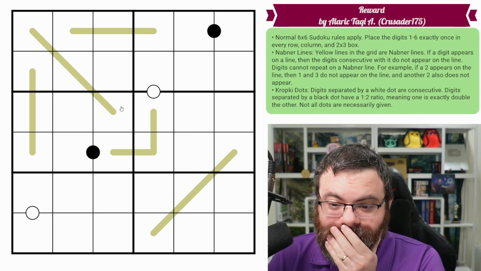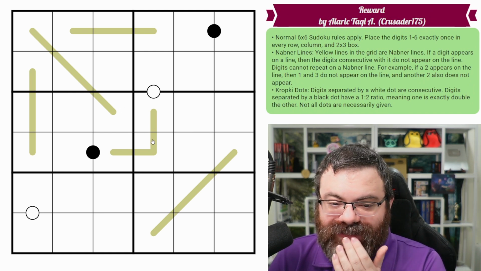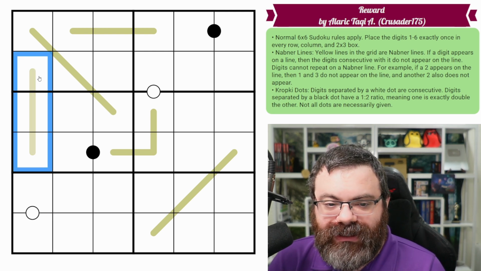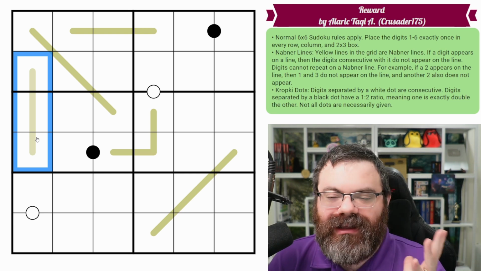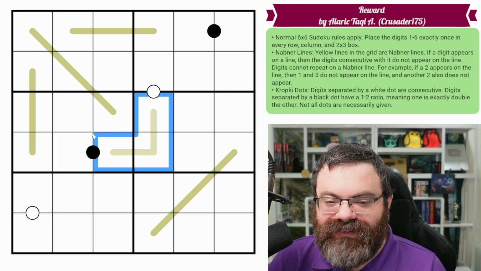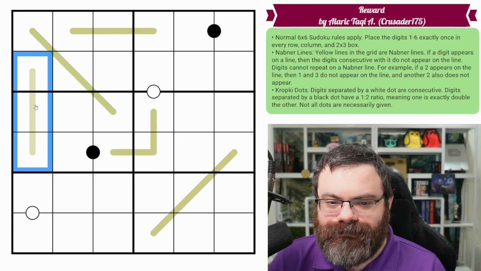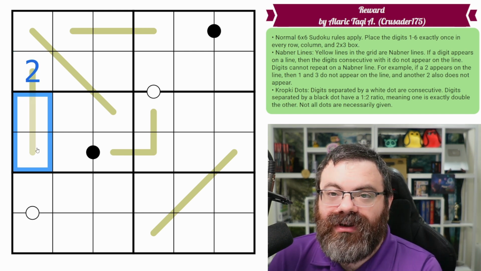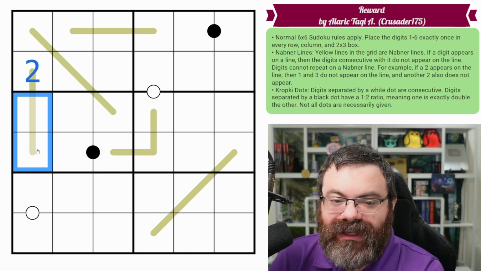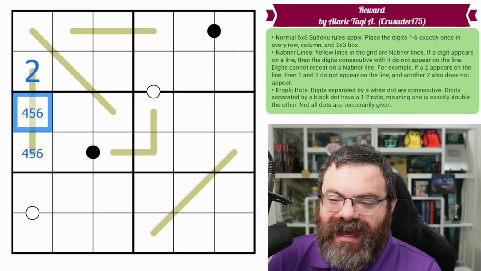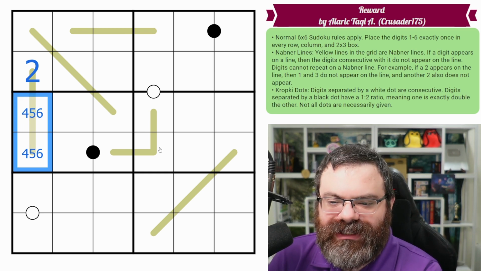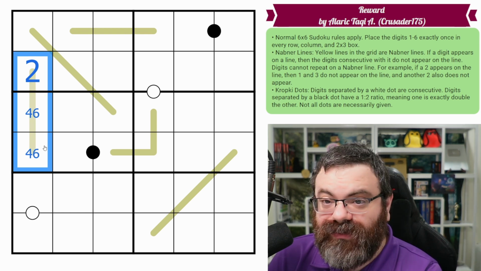Okay. Let's think about where we want to get started here. These two digits are consecutive, and then there's a Nabner. So let's think about a length 3 Nabner, because all of these are length 3 Nabners. If I were to put a 2 on a Nabner line, then I can no longer put 1 or 3 on the line. So I'm down to 4, 5, 6 just naturally. And if you think about it, if I were to try to put a 5 somewhere, that would exclude both the 4 and the 6. So that's not allowed. So actually, if there's a 2 on the line, it must be 2, 4, 6.